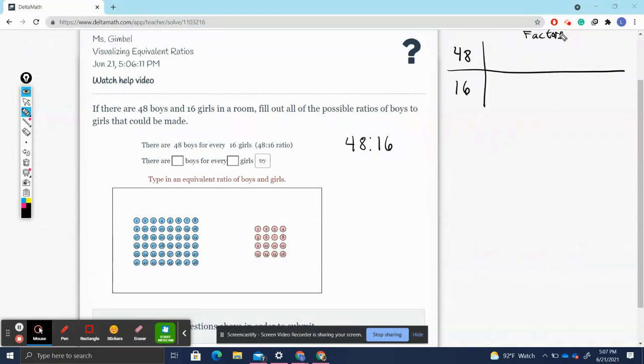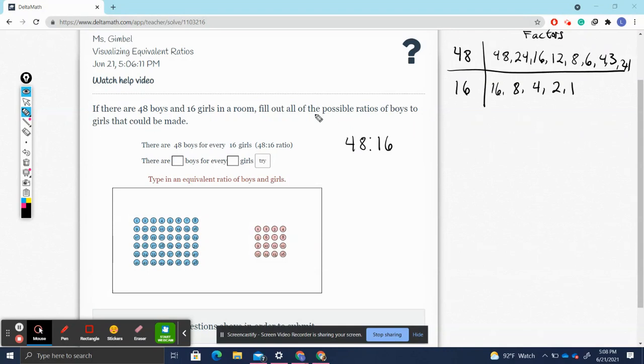Factors of 48 are, of course, 48, but we also have 24, 16, 12, 8, 6, 4, 3, 2, and 1. Wow, 48 has a lot of factors. Factors of 16 are 16, 8, 4, 2, and 1.